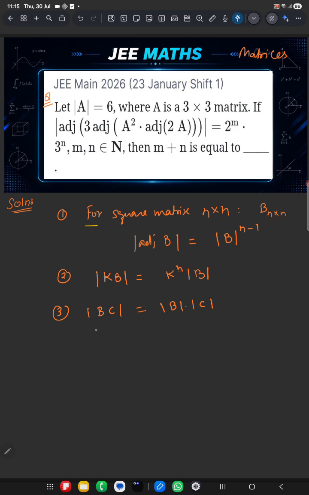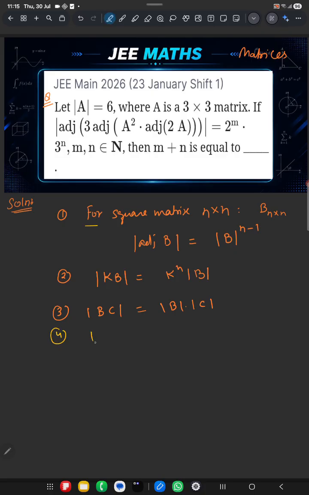Also, suppose you have the product of matrices B and C, where both are of order n cross n. In that case, its determinant will be determinant of B into determinant of C. From here itself, you can conclude that determinant of A square will be equal to determinant of A whole square. How? Because we can write A into A, which gives determinant of A into determinant of A, which is determinant of A square.